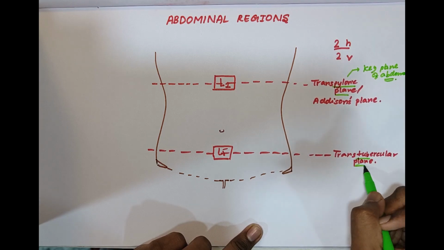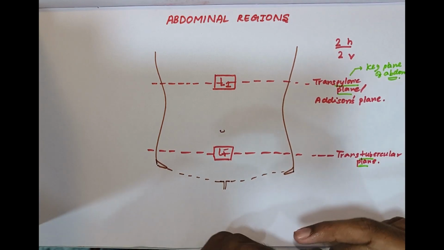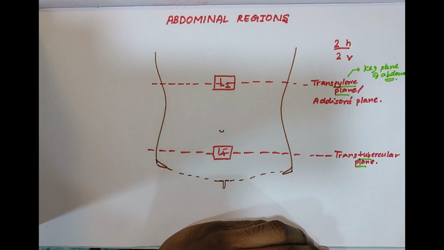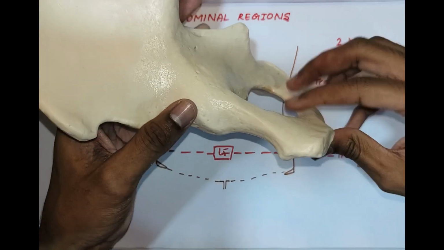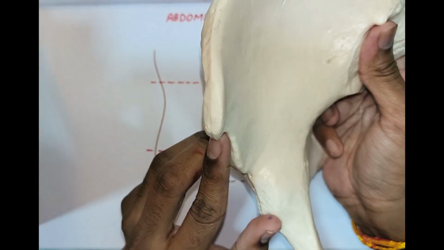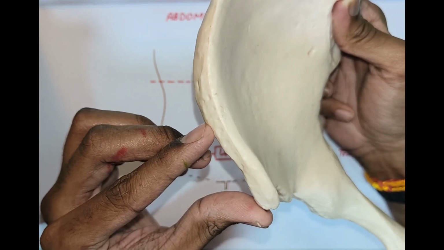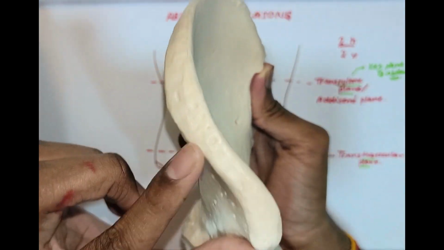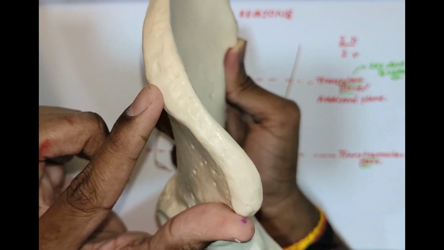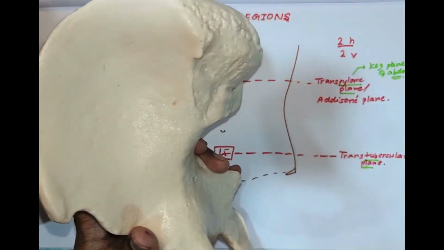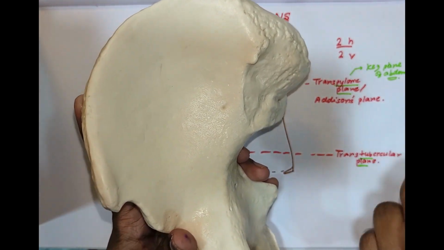Now if we talk about the transtubercular plane, there is something known as the tubercle of the iliac crest. If I show you the hip bone, this is the hip bone. This is the anterior superior iliac spine. 5 centimeters or 2 inches behind the anterior superior iliac spine, you will find this. This is known as the tubercle of the iliac crest. There is a tubercle on both the hip bones on either side. So this transtubercular plane joins these two tubercles on the iliac crest, and therefore it is known as the transtubercular plane.